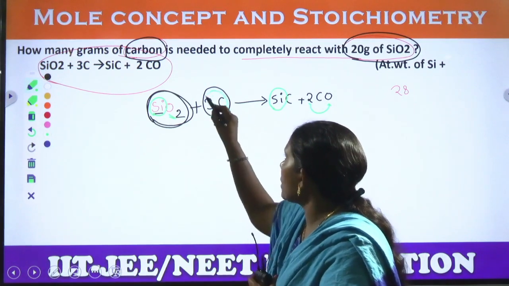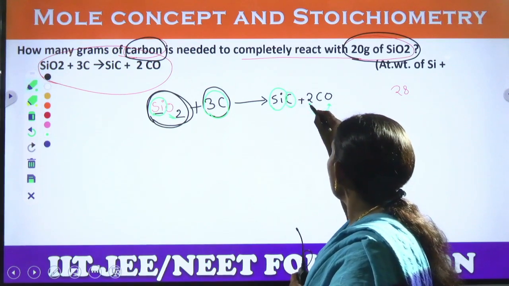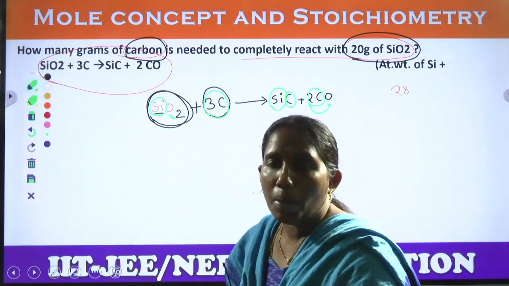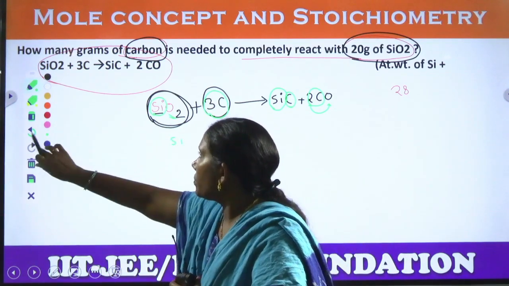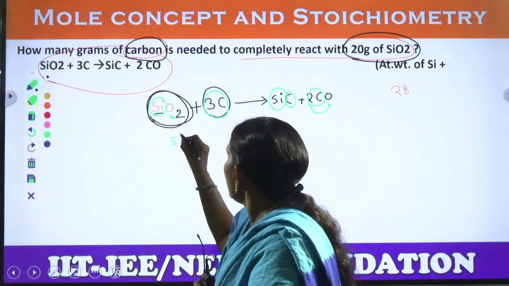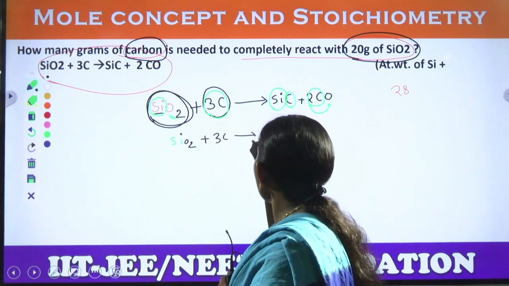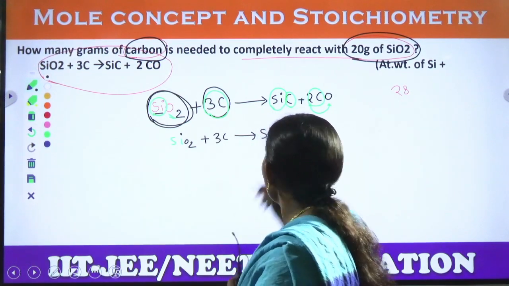Coming to the carbons, here we have three carbons. One carbon is here and two carbons are here, total three carbons. So the given reaction is a balanced equation. So I'll rewrite the question here: SiO2 plus 3C gives SiC plus 2CO, right?